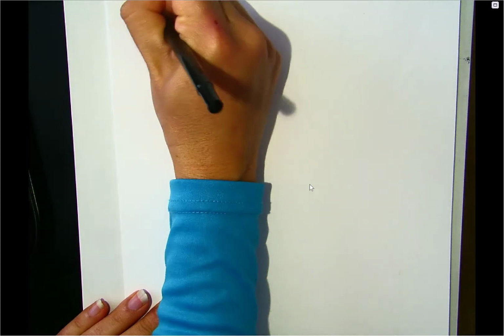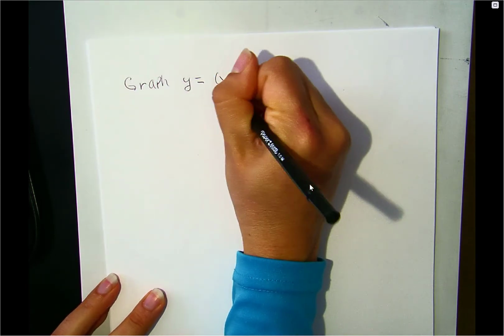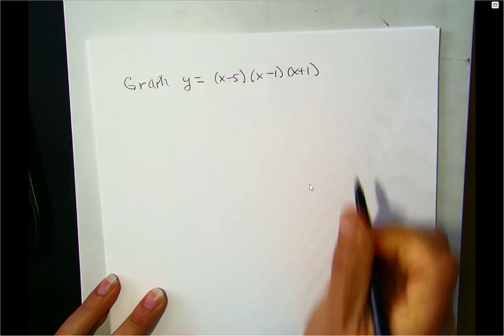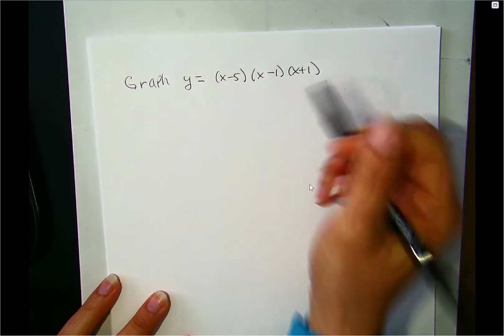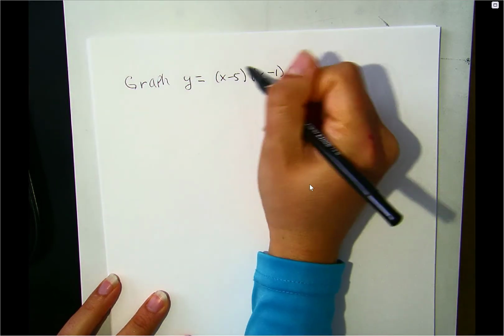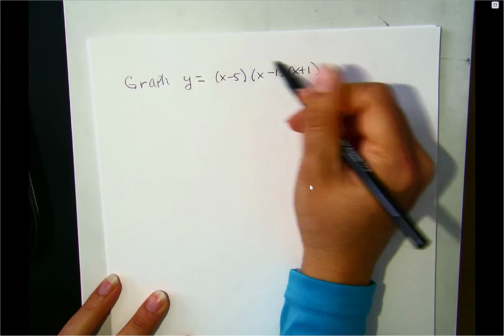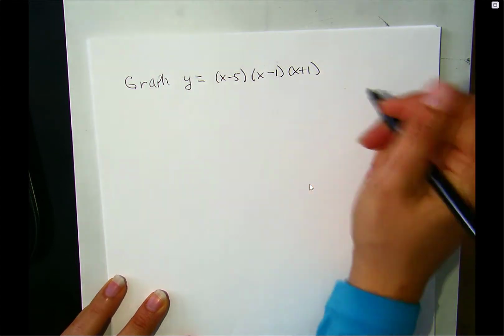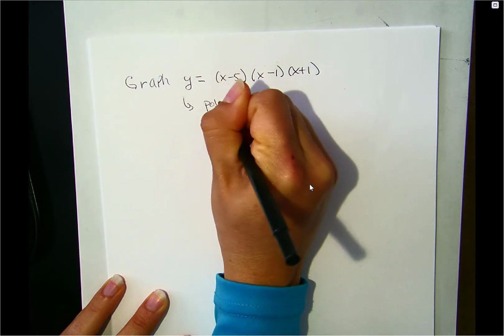So let's graph y equals, and I'm going to give it to you in factor form, x minus 5 times x minus 1 times x plus 1. So if I was to multiply this out, this is going to be a cubic, right? So if you FOIL this out, use the distributive property, and then once you have that quadratic, you distribute it with the x plus 1, you're going to get a cubic. So this polynomial has degree 3.